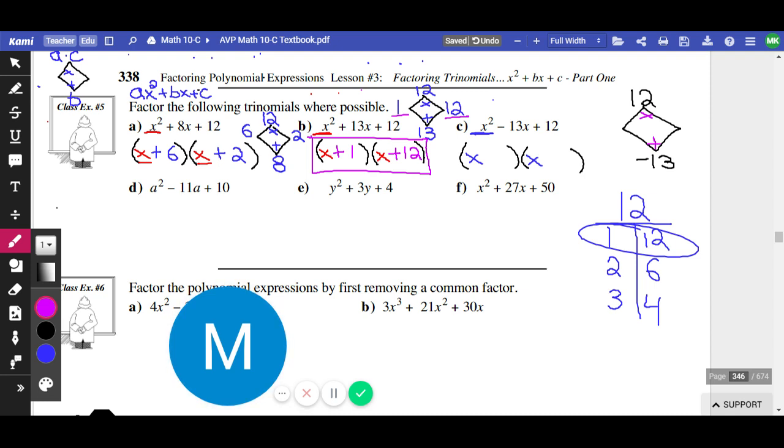I'll give you a hint. If you're multiplying to be positive, but adding to be negative, that means you have two negative numbers. Right? Negative times a negative would be a positive, but a negative plus a negative would be a negative. So what are two negative numbers that would multiply to be 12 and add to be negative 13?